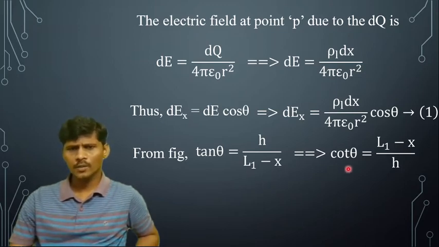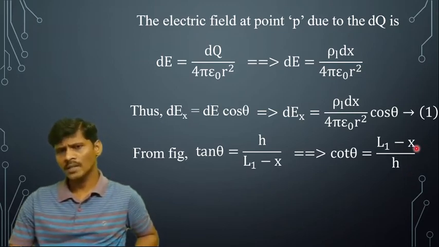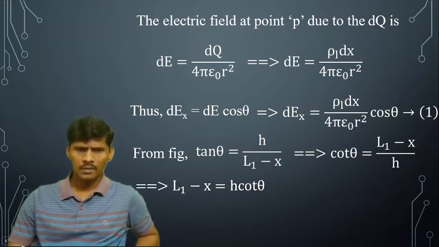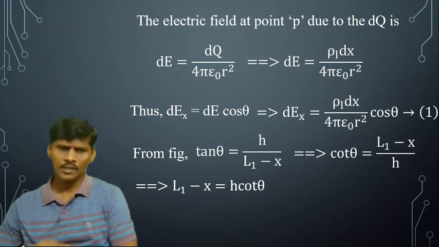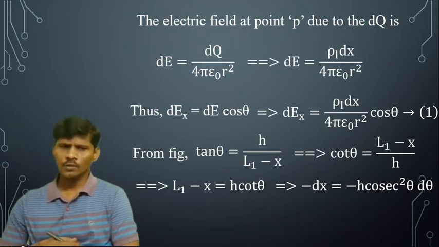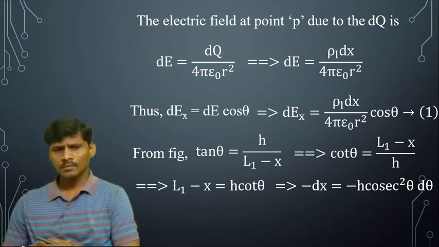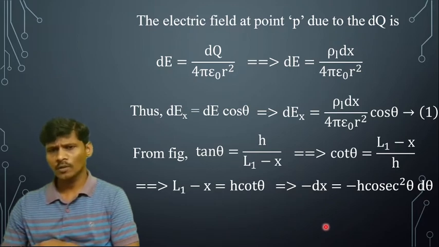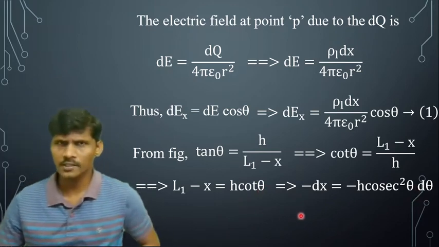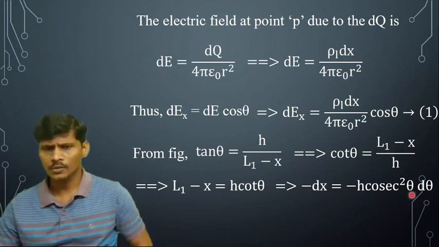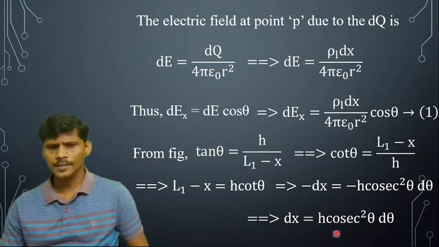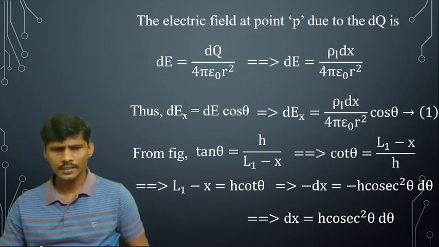So cot theta is equal to 1 by tan theta, which is L1 minus x by h. So L1 minus x is equal to h cot theta. Differentiating with respect to theta, L1 is the constant. The derivative of x is dx, so minus dx equals minus h times the derivative of cot theta, which is cosecant square theta d theta. Therefore minus dx is equal to minus h cosecant square theta d theta. On both sides the negative sign cancels, and we get dx is equal to h cosecant square theta d theta.